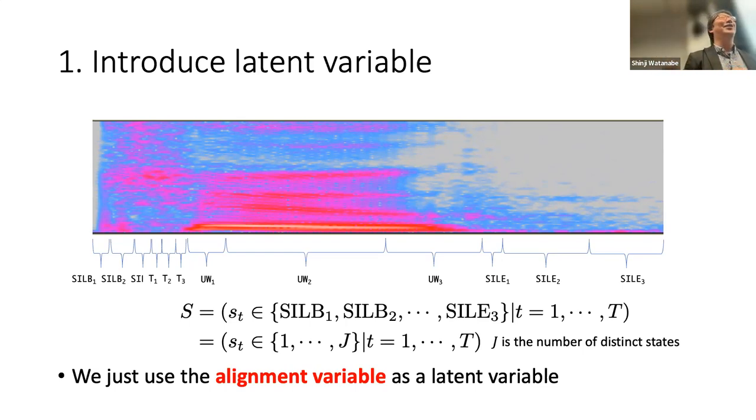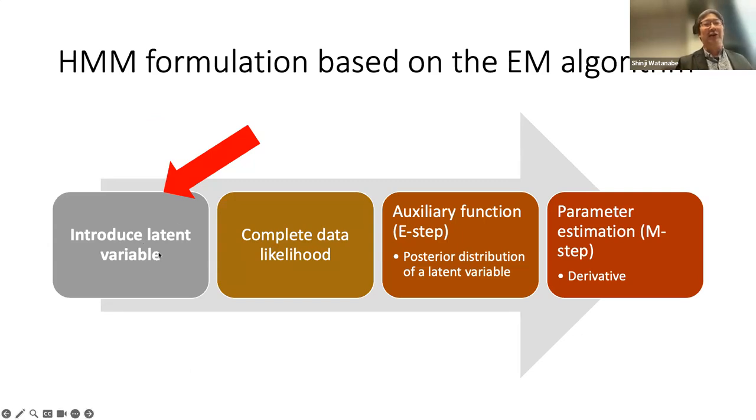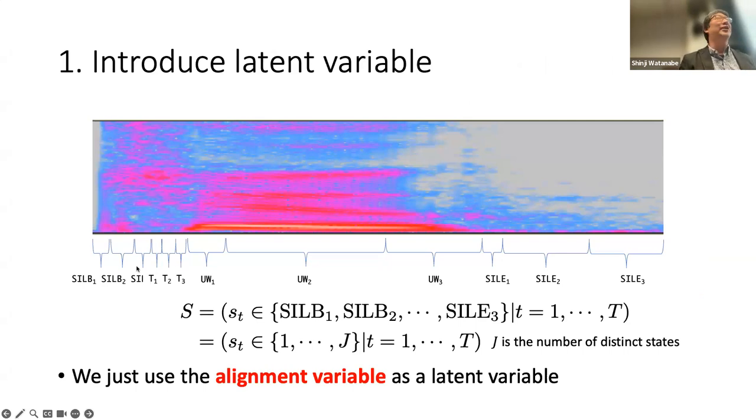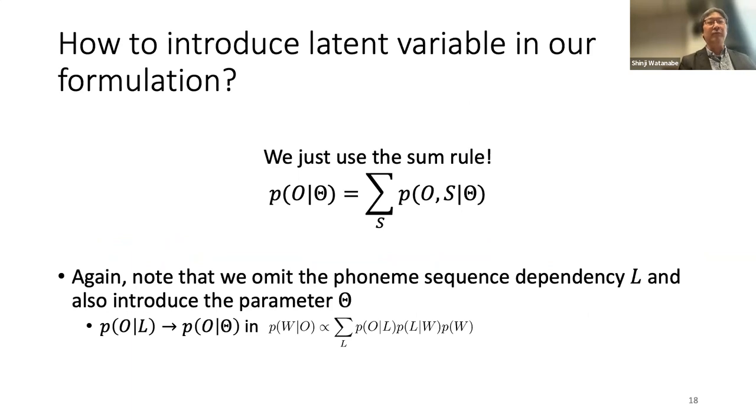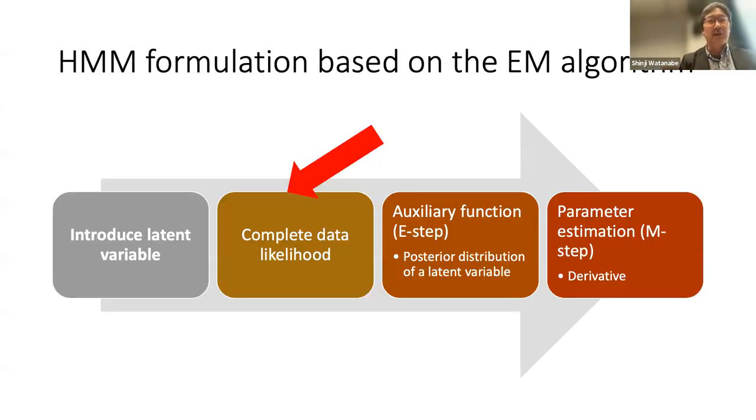So that is the first part, which is easily fixed: what kind of latent variable should we introduce? For speech cases, we just use the alignment variable that we have discussed before. By the way, one important remark, which I mentioned many times: how to introduce a new variable in the probabilistic formulation. Now you remembered it, right? It was used when we introduced the phoneme sequence, and now it is also used in introducing the latent variable, the alignment variable. Again, please note that in our cases the phoneme sequence is given, but we just omit it for simplicity of the explanation.